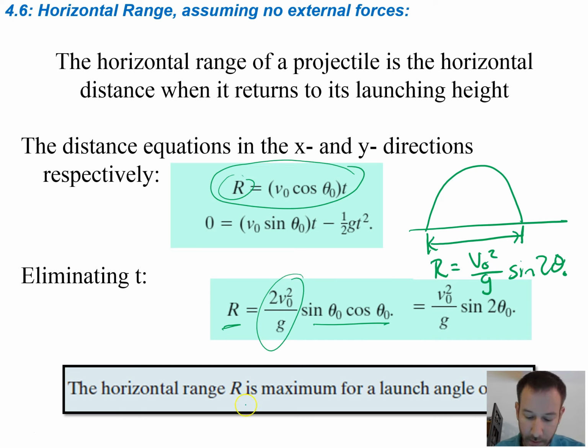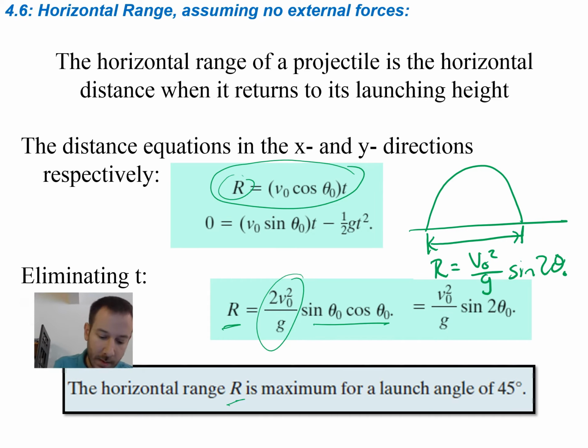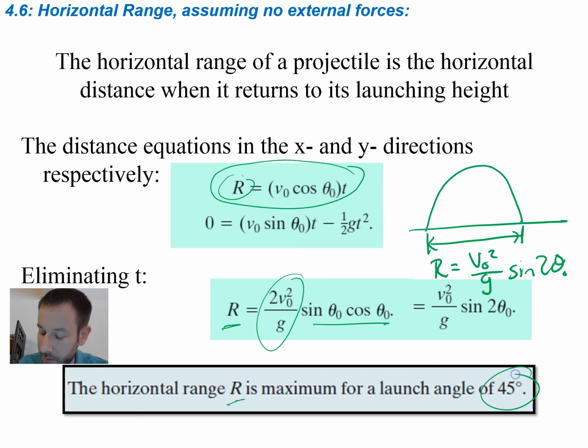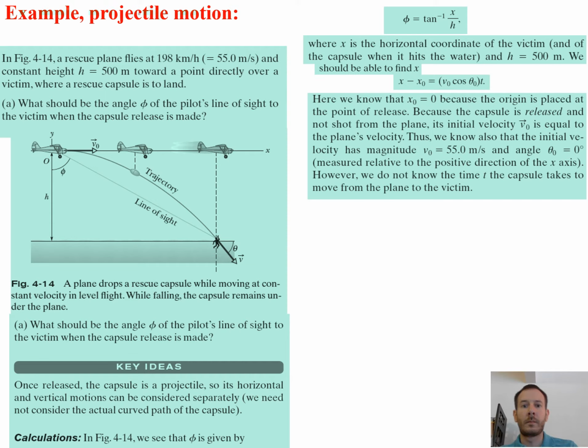All right, so the horizontal range R is maximum for a launch angle of 45 degrees. That's where half of the components are in the x direction, half is in the y, and you end up with a maximum R when you have an angle of 45 degrees. So that'll be important a little bit later on. All right, so let's go ahead and do an example problem.